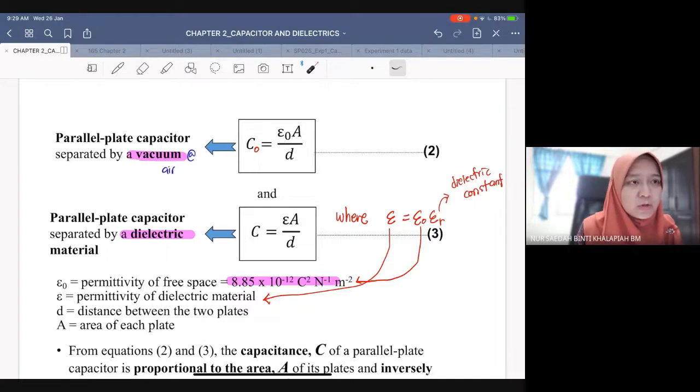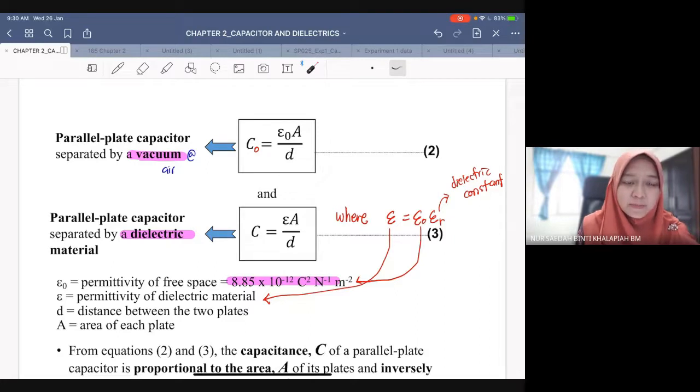So C0 equal ε0A over d. So ε0 is constant dan itu dibekalkan dalam list of constant dekat bahagian depan kertas exam ataupun dalam buku tutorial. So that is called permittivity. Permittivity of free space. So nilainya adalah 8.85 exponent negative 12. Okay, so ε0, A is the area of the plate, d is the distance between two parallel plates. So C0 equal ε0A over d. So that is the formula for capacitance.